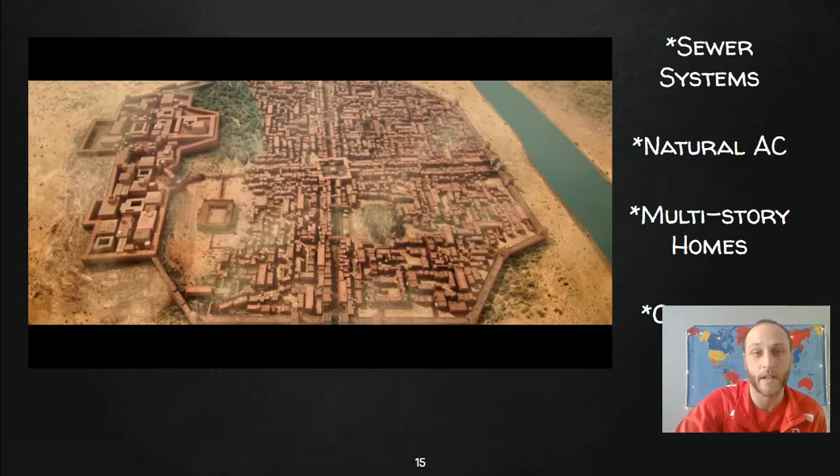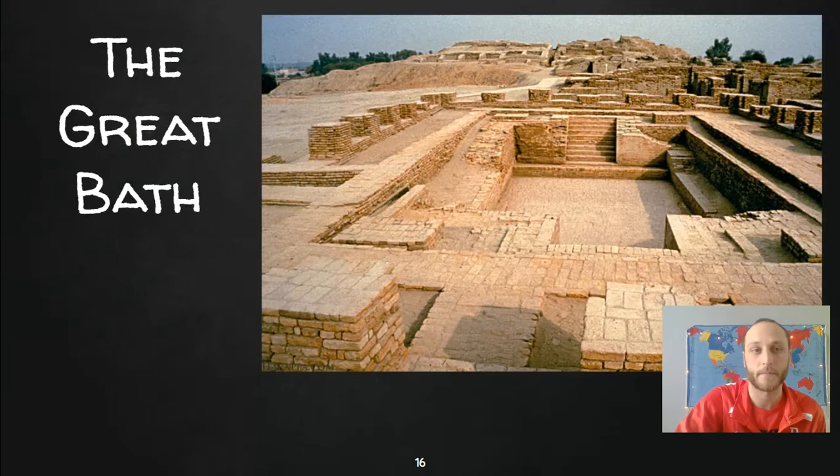You can see in the picture here that this is what they believe it would look like. So very almost perpendicular streets. Everything was organized, pretty close together, but you don't really see anything like this again for a long, long time. So very modern compared to a lot of different places.